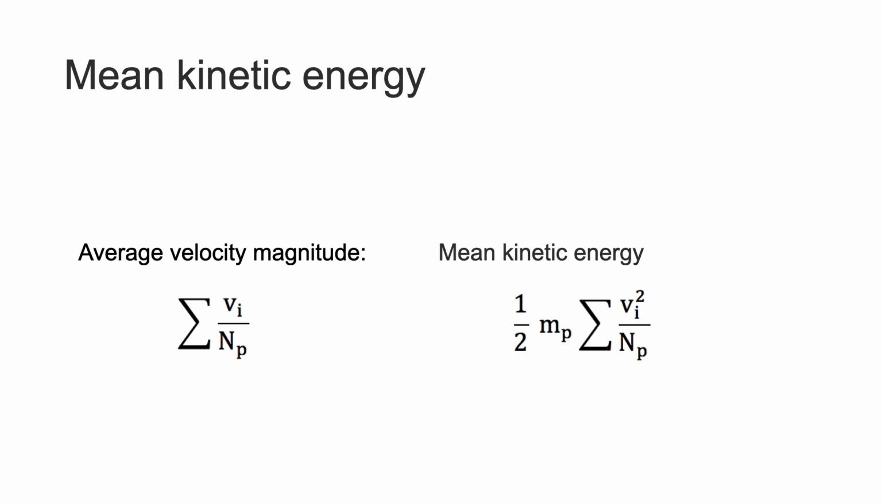And because this mean velocity is not 0, we can also get out of that the mean kinetic energy. Here you have the formulas on this slide. This is the average velocity magnitude, which is basically the sum of the magnitudes of all the velocities divided by the number of particles. And you have the mean kinetic energy, which is 1/2 of the mass multiplied by this sum, and there is a square here for the velocities.